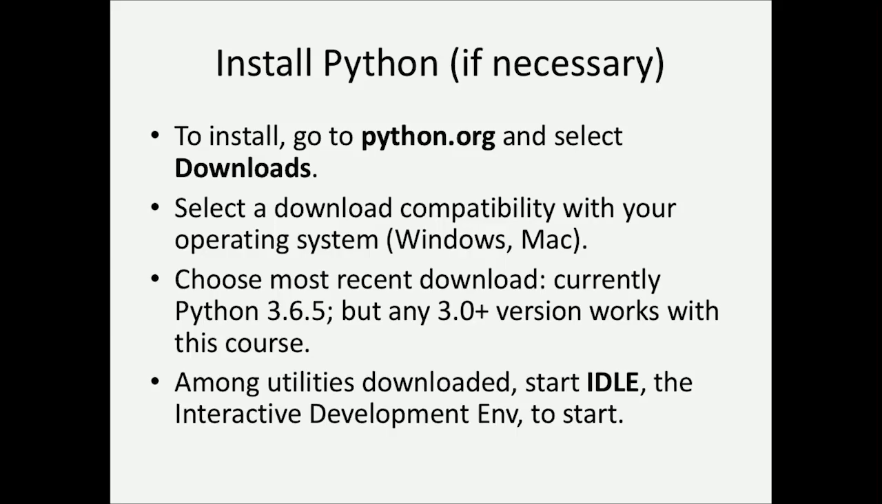Before we get going into the real work of Python, just make sure you have Python already installed if you don't already. It's very easy to download. All you have to do is go to python.org and select Downloads. Make sure you get the most recent version if you can, but in any case, make sure you get a version 3.0 or higher. This course does assume that you have at least 3.0. 3.6.5, which is the current version, is perfectly fine. And also remember that we're going to spend a lot of time in IDLE, the interactive development environment. So if you have that downloaded, you should start that.